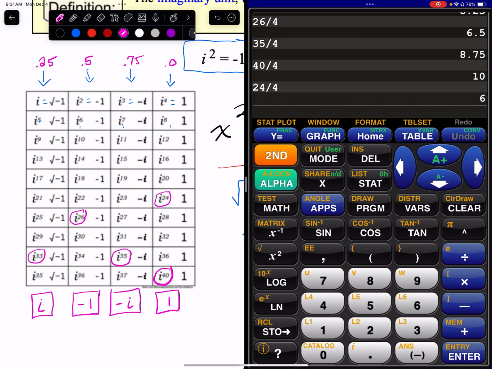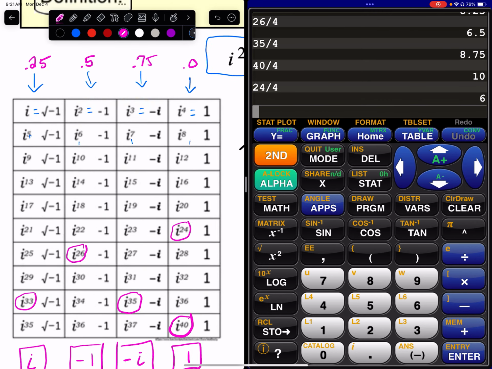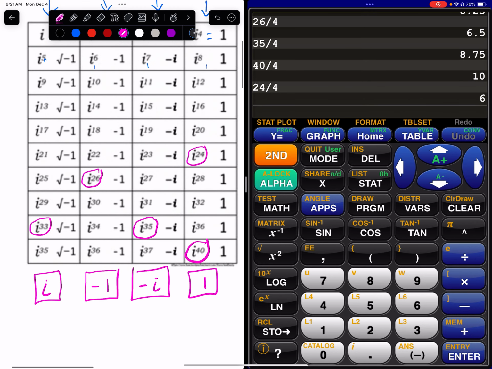So if you want, I would make a chart of this in your notes. You don't have to have this entire chart here, okay? But just understand that if I get a decimal of 0.25, you're going to get an i. If I get a decimal of 0.5, you're going to get i squared, which is -1. If you get a decimal of 0.75, you're going to get -i. And if you don't get a decimal, or you get 0.0, the answer is going to simplify to the number 1.